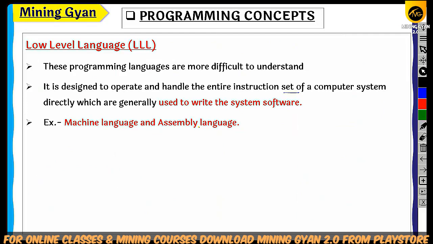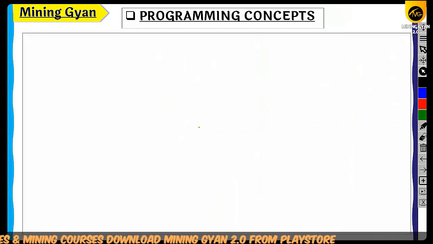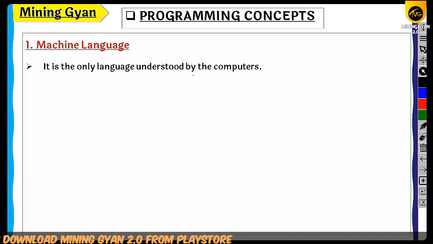Okay, so low level languages are divided into two parts, as I said earlier: the machine level language, and the second is the assembly language. So what is the machine language and what is the assembly language? Basically, machine language is the only language understood by computers.